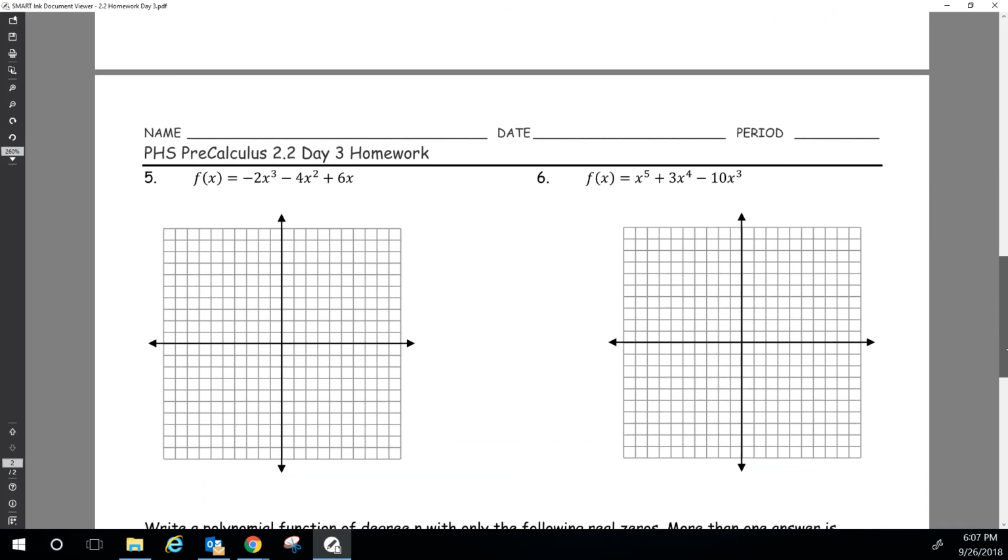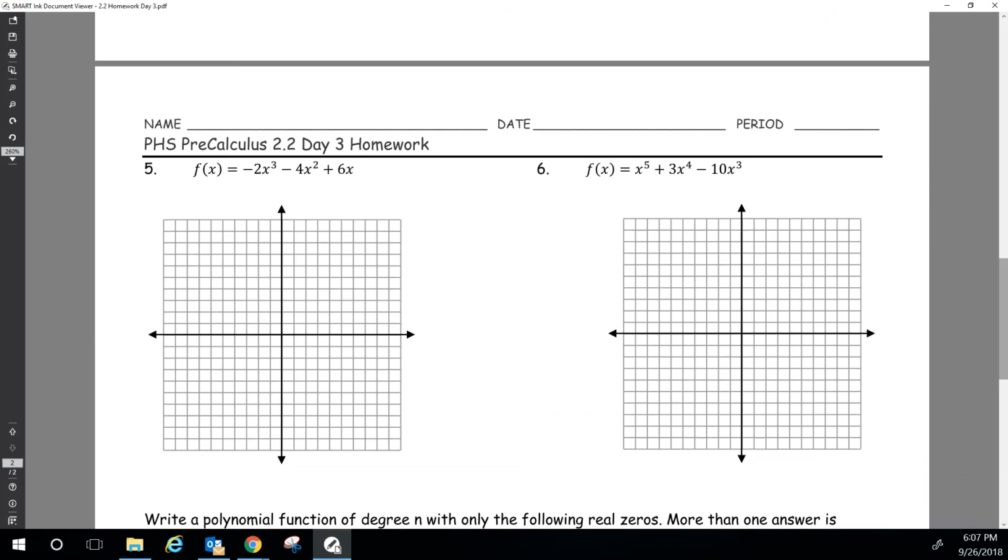All right, looking onward to number 5. This is back to the ones like we did yesterday where you actually have to factor it yourself. So for this one here, based off of my leading term test, which just means looking at that guy, I'm going to have an odd function that's negative, so it's going to be a decreasing odd function. It should look something like that.